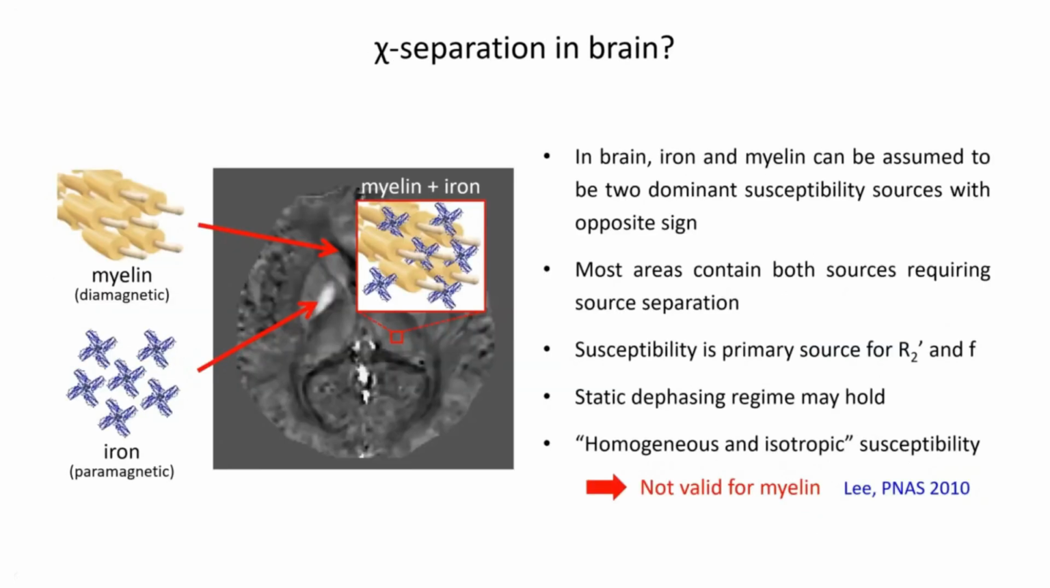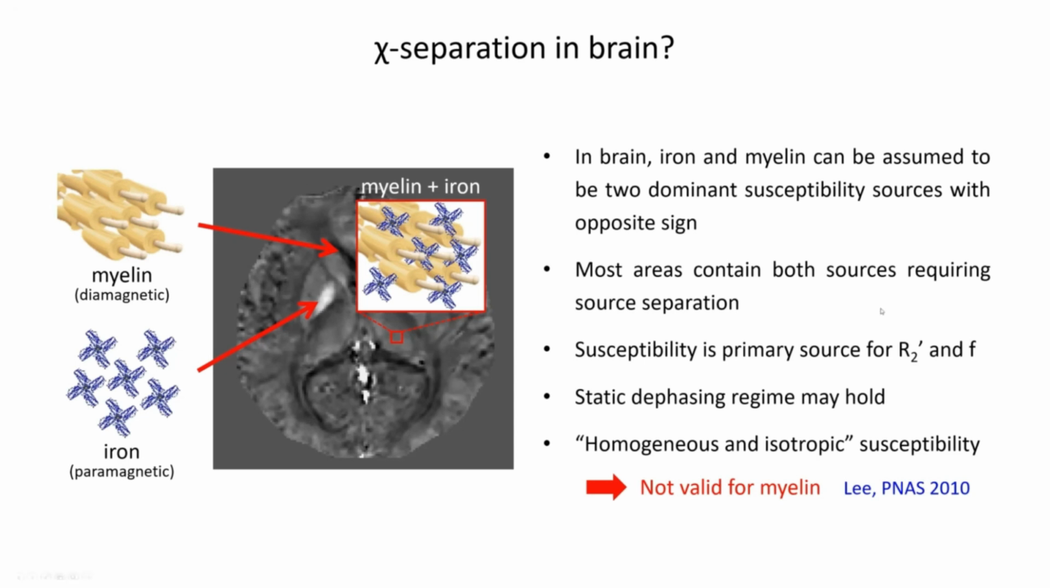The question is whether this technique really works for the brain or not. As we know, the good thing is in the brain, except for a few exceptional cases of increased calcium, zinc or copper, we can safely say that myelin is the negative susceptibility source and iron is the positive susceptibility source that dominates the susceptibility sources in the brain. And also, most of the brain area contains both sources, so we really need to separate the 2 so that we can tell about the sources.